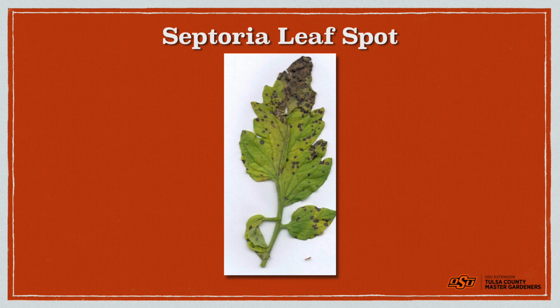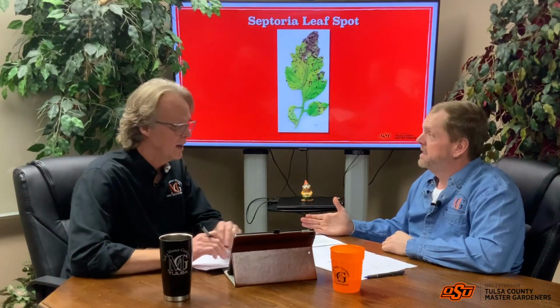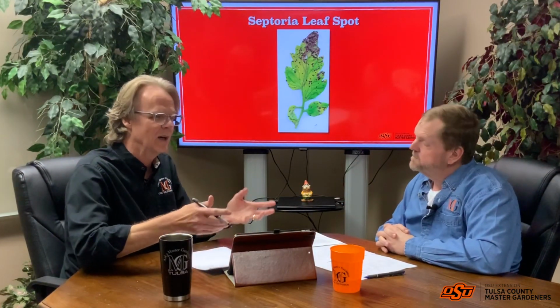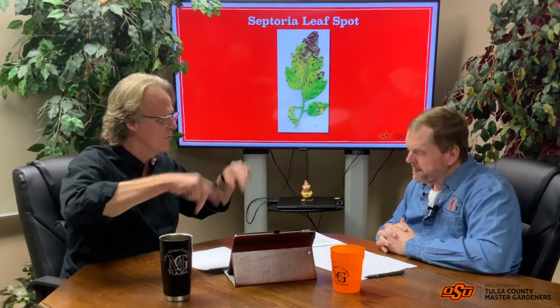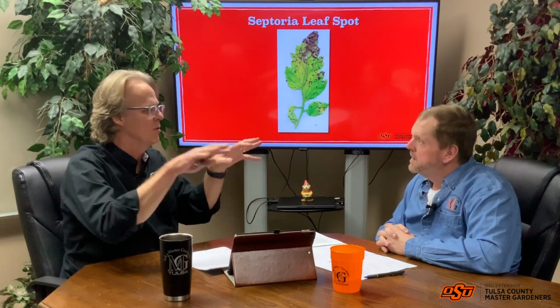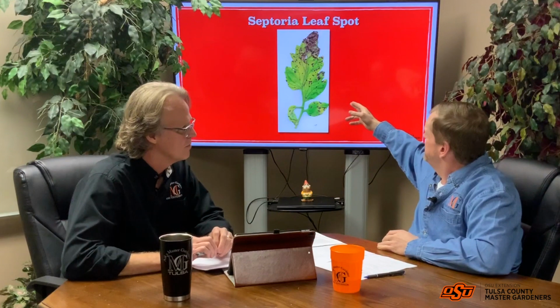That's pretty common. We see it to varying degrees, whether it's one limb or the whole plant. It'll start at the bottom because it's soil borne, and water splashing on the soil splashes it up onto those leaves.